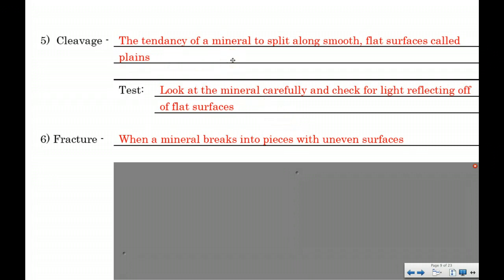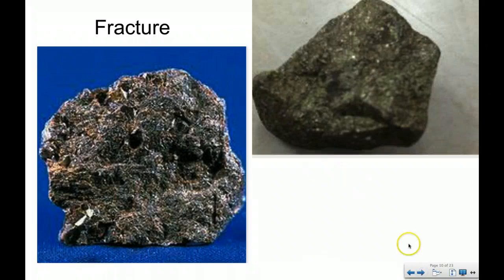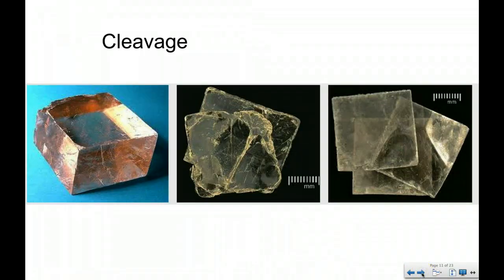So the tendency of a mineral to split along those flat surfaces can help us to identify them even more. We're going to use all these characteristics to help us narrow down what the mineral is so that we can identify it. And once we know what the mineral is, then we can have a better idea of how it formed, because different characteristics in the earth bring out these different minerals. So different elements have to exist, and different temperatures and different pressures, to create these different minerals. So that's fracture again, that's cleavage.